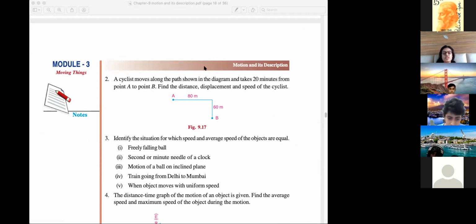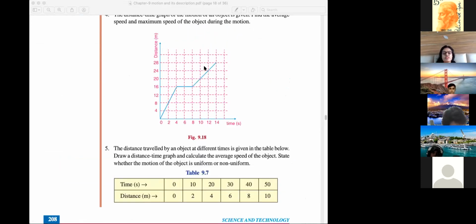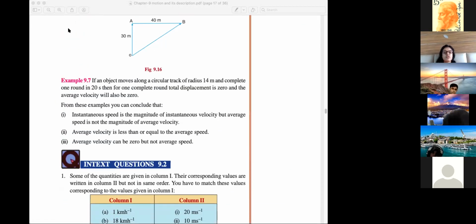Okay. Is it clear, everyone? What is this exercise name? Yes, ma'am, in-text question 9.2. So in-text question 9.2, go through all the questions, whatever we have done in the class, it is that only. Try to solve the questions and send it to me. Okay.